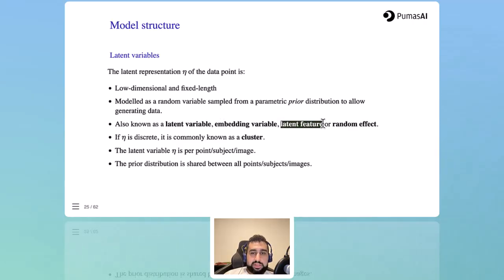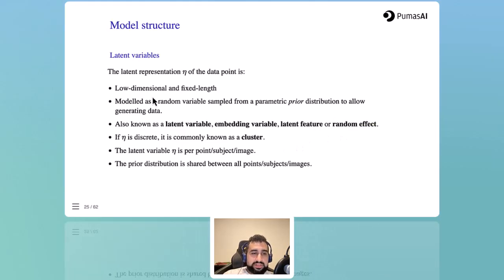You can also call it a latent feature, or in our field, we actually like to call it a random effect. Again, that tries to bring us a bit closer to this idea that generative models and nonlinear mixed effects models are about the same thing, they have the same goal, they have the same model structures, they just use slightly different terminology. And so in our field, we like to call these random effects, essentially.